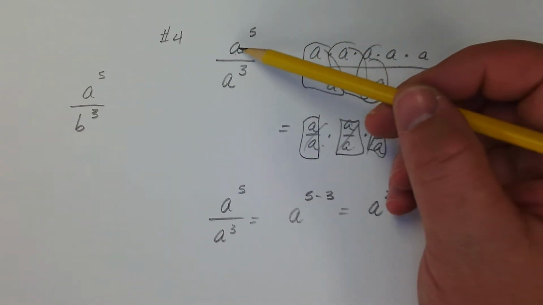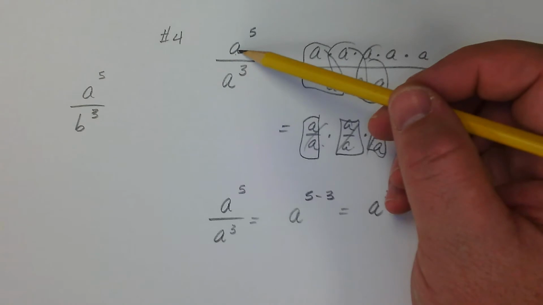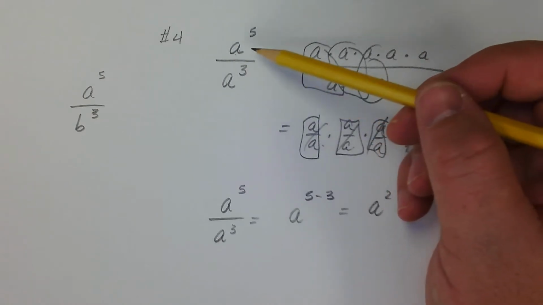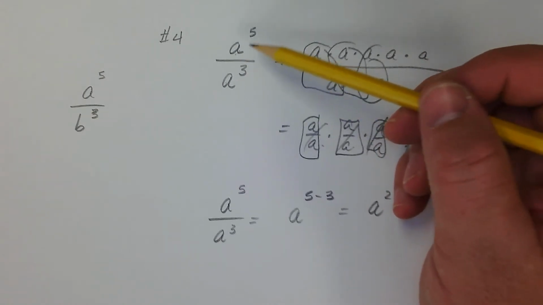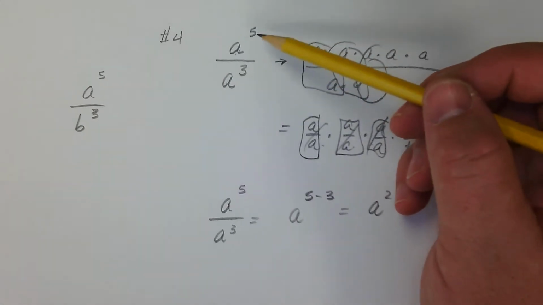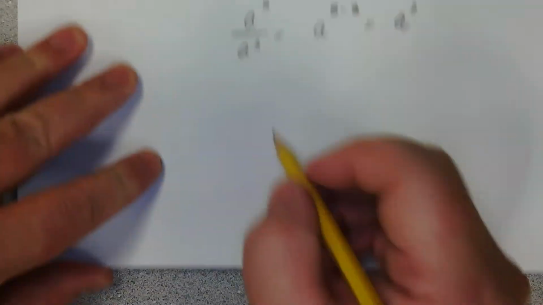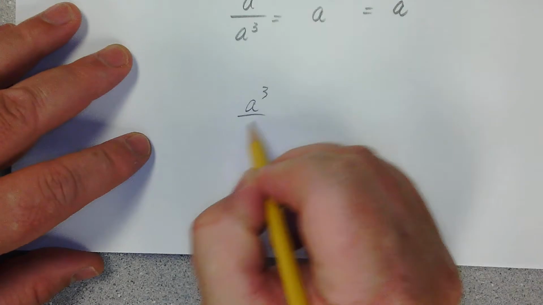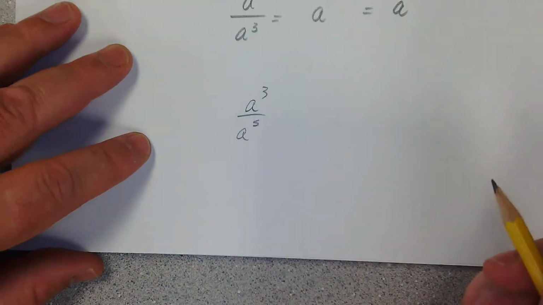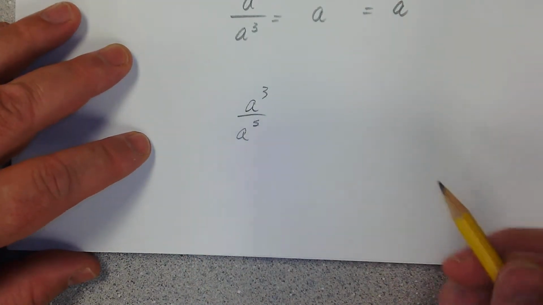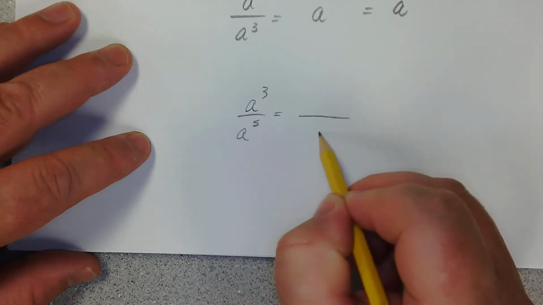But you see this a to the fifth? There's 5 a's there. On the top, there's 3 on the bottom. When you reduce, there's 2 more. There are 2 more on the top than there are on the bottom. Well, check this out. Which one has more? The numerator or the denominator? The denominator has more. It has 2 more.